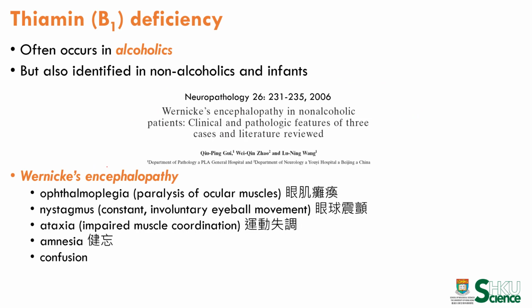Thiamine deficiency often occurs in alcoholics, but also it has been identified in non-alcoholics and babies. The classic symptom of alcoholics suffering from thiamine deficiency is called Wernicke's encephalopathy, which is the first part of Wernicke-Korsakoff syndrome. It will come with constant involuntary eyeball movement, and then ataxia, amnesia, and confusion. All these are reversible symptoms if treated early enough and properly.